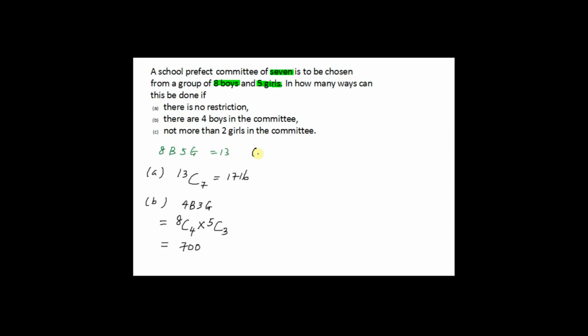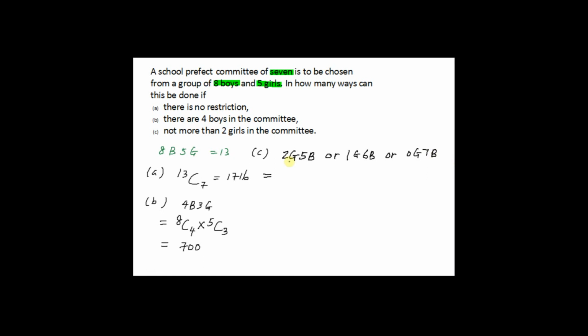Now for part C, we have to find how many ways can this be done if not more than 2 girls in the committees. So how to choose this committee? We can choose 2 girls, which is not more than 2, and 5 boys in a committee of 7, or you can choose 1 girl and 6 boys. Or you can choose 0 girl and 7 boys.